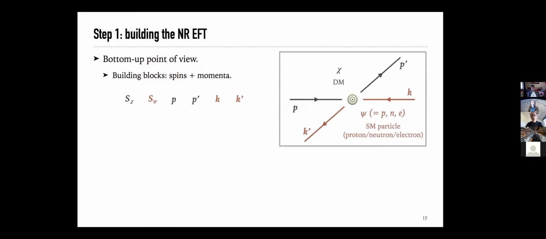All right, so the first part is to build the non-relativistic effective field theory. And as in any EFT applications, there is a top-down point of view and there is a bottom-up point of view. And from the bottom-up point of view, the question is, what are the building blocks involving the IR degrees of freedom? So obviously, in the present case, we have the spins of the dark matter and the standard model particle, which can be a proton, neutron, or electron. And we have the momenta carried by these particles.